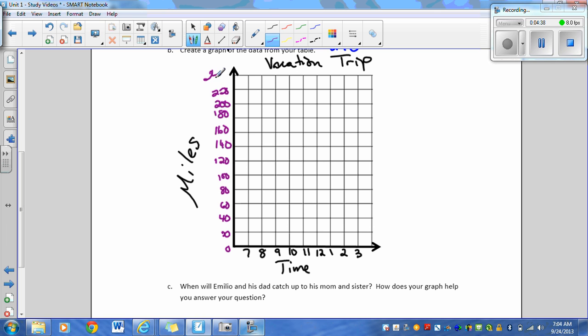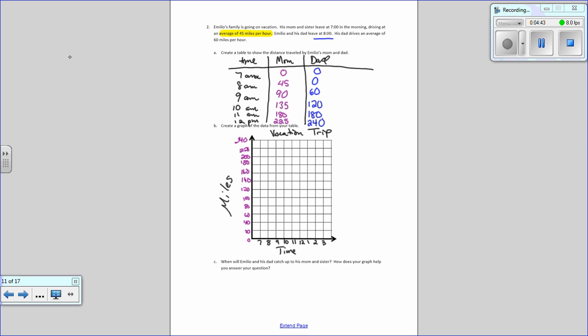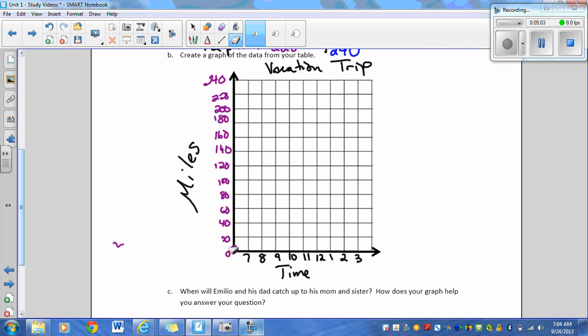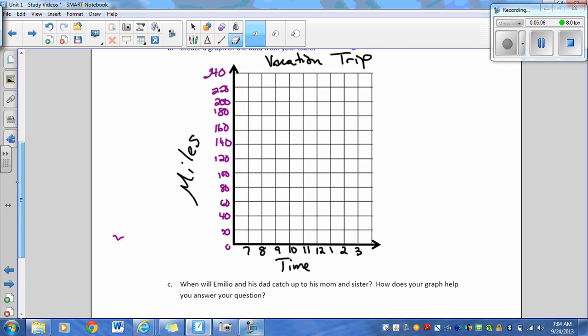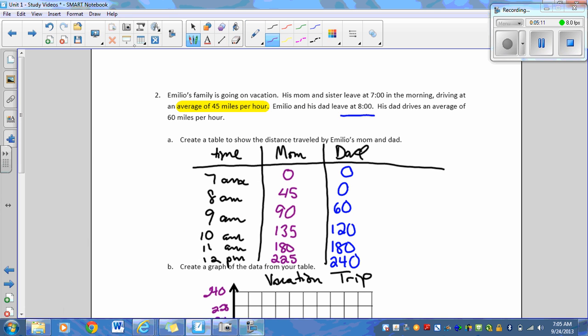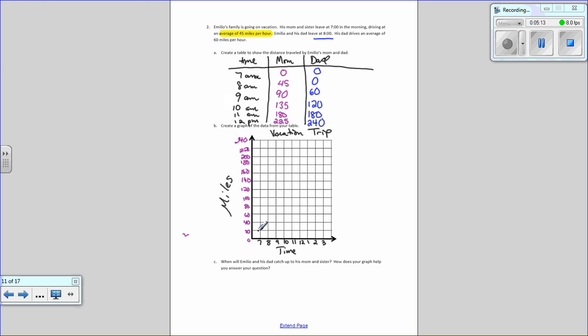Okay, and then you're going to plot your points. So I'm going to make it a full screen so we can see both at the same time. We have 7 a.m. is 0 for Mom and Dad. I'm going to do purple for Mom and blue for Dad. Actually, I already messed up, because 7 a.m. is not right there. 7 a.m. is the next one over. Okay. So 7 a.m. is right here.